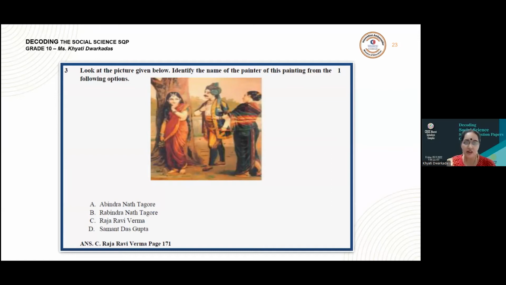Now you look at the picture given below, identify the name of the painter of this painting from the following options. And is this a good question? All right, so Sureka Sagar very promptly writes her answer as good question, followed by everyone saying it is a good question. I appreciate this. And Chakradhar Morana writes it is an image-based good question.